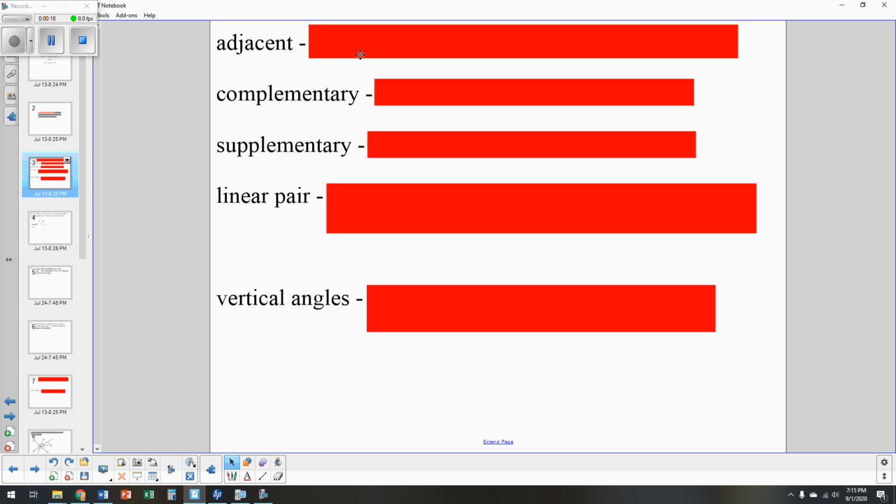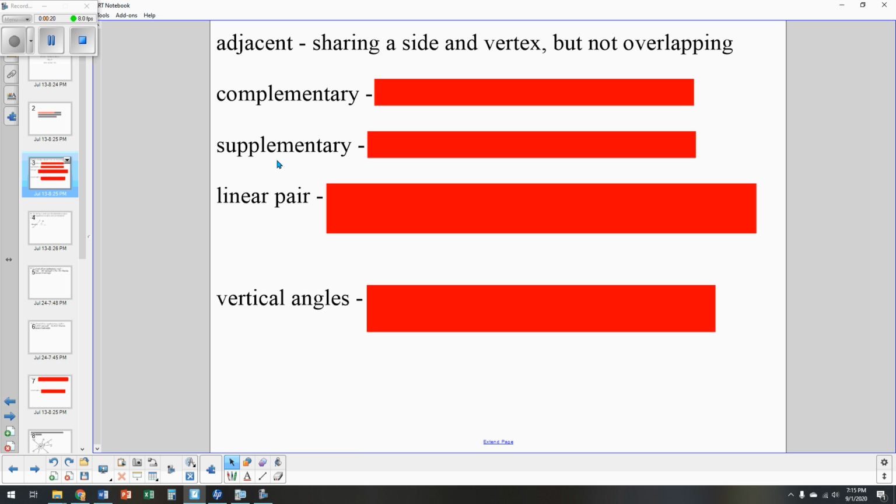So the first thing we're going to say is adjacent, and adjacent is sharing a side and a vertex, but not overlapping. So adjacent angles would be angles like this. They share a common side, but they don't overlap with each other, right? No part of the inside of this one is on this one. It's like two rooms that share a wall, right? No part of this room is going to be in this room and vice versa.